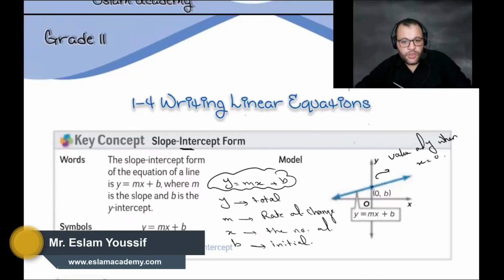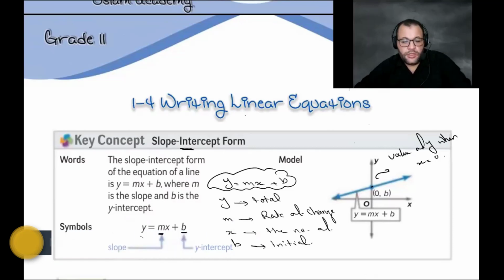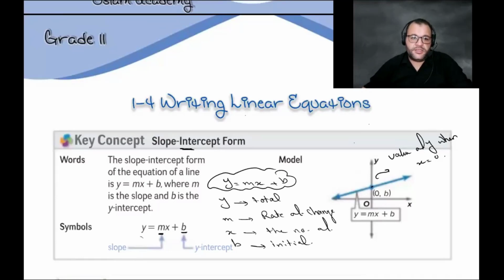Today, inshallah, we're talking about writing linear equations. We started this lesson yesterday and we continue. If you remember, I told you that until now we have two ways of writing a linear equation. What is the first way? Y equals mx plus b, where m is the slope and b is the intercept. That's defined as slope-intercept form.